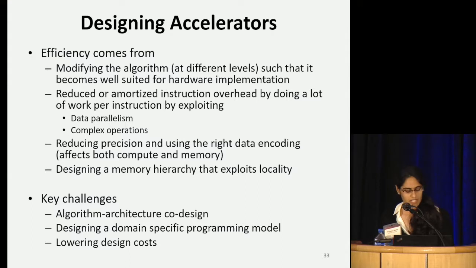And then there are things that I didn't talk about, which is reducing precision, which is very important when you're designing hardware accelerators. For example, most of these accelerators don't work with 32-bit floating point values. They work with 8-bit or even smaller precision. And so that's also something where efficiency comes from.